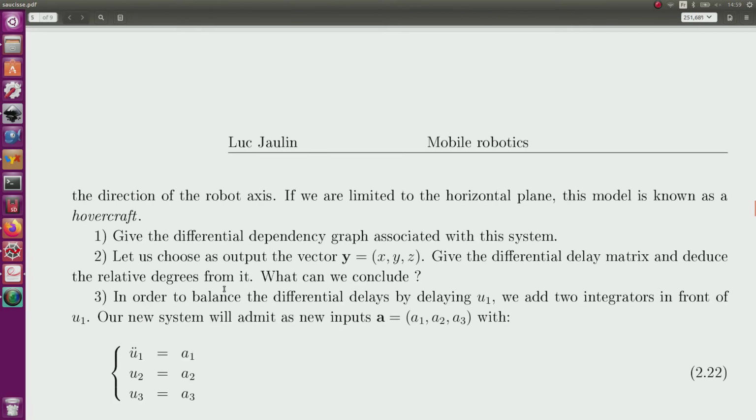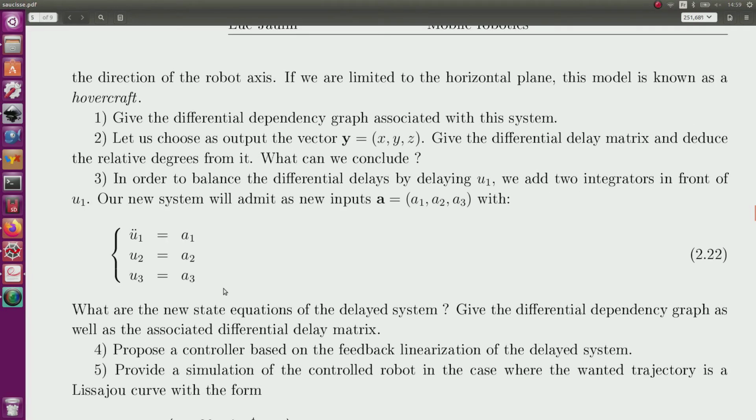The first question is to draw the differential dependency graph associated to this system. We'll see later that the output will do a control with respect to x, y, and z. The differential dependency graph will be used to compute the relative degrees.